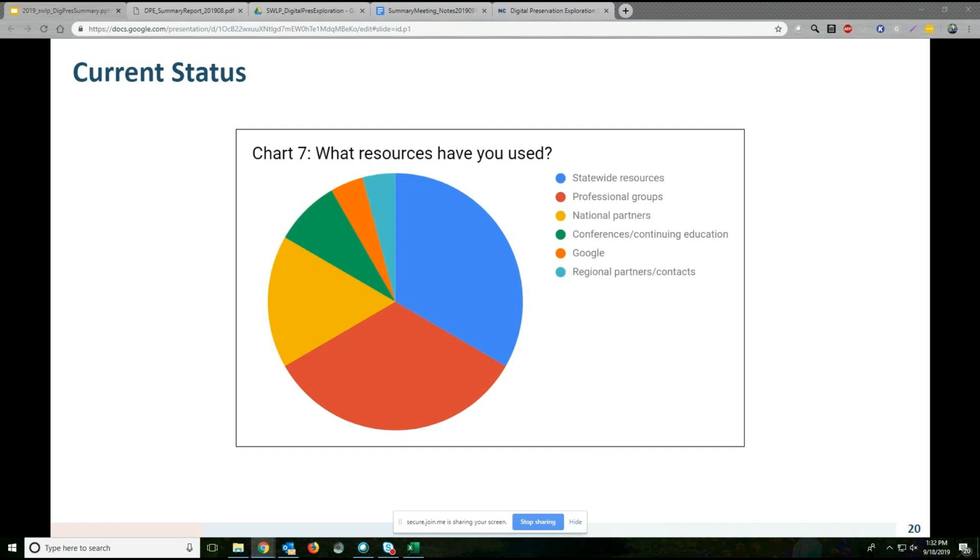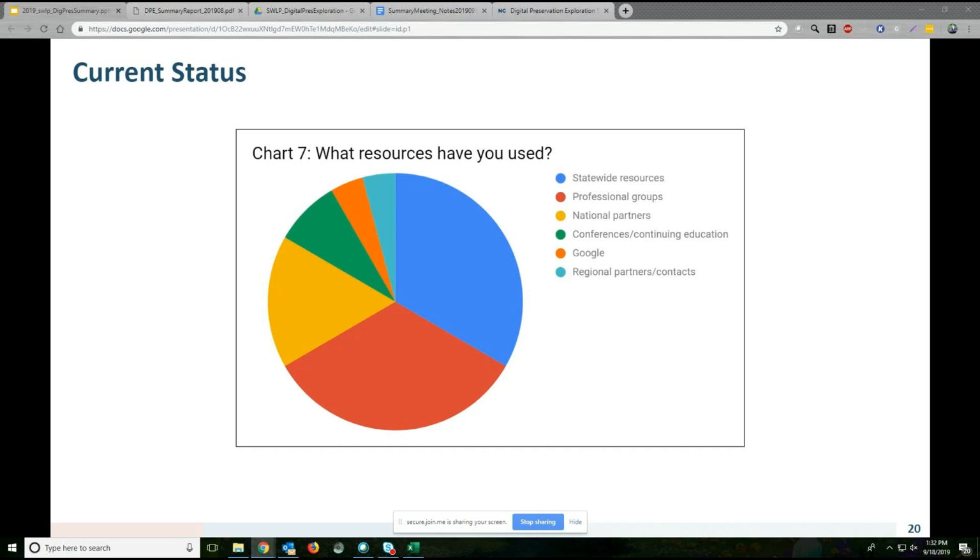So with what resources, statewide resource groups and programs were one of the biggest areas that people used, and this included the former NC ECHO group, the North Carolina Digital Heritage Center, and the Traveling Archivist Program. All of those were cited as things that were useful, and people who hadn't heard of them were enthusiastic about knowing about them now.